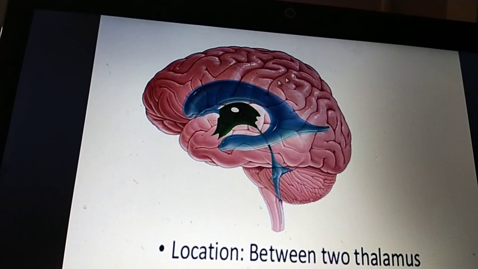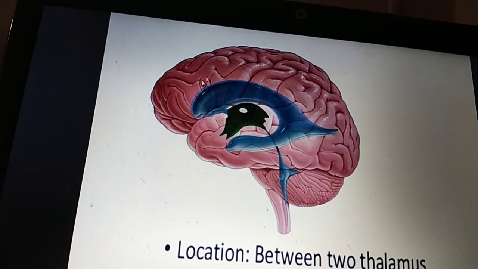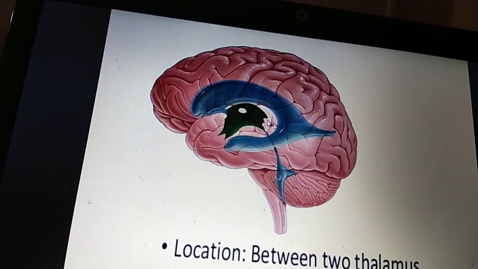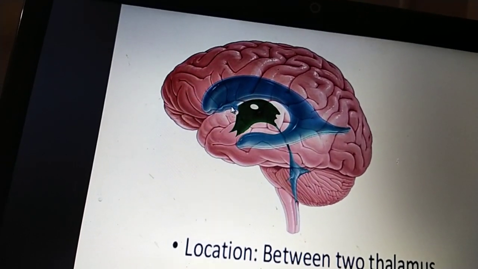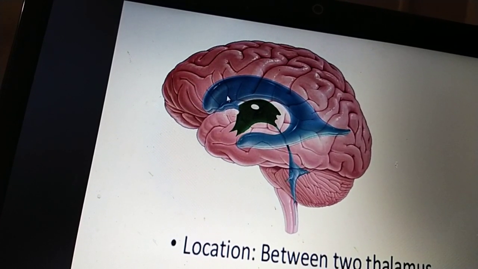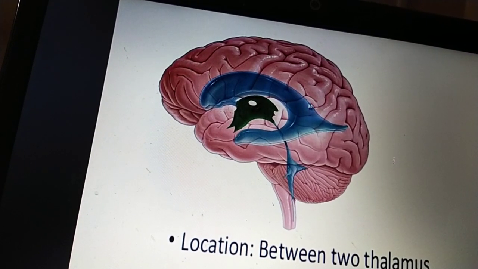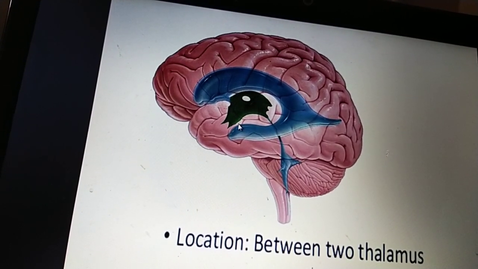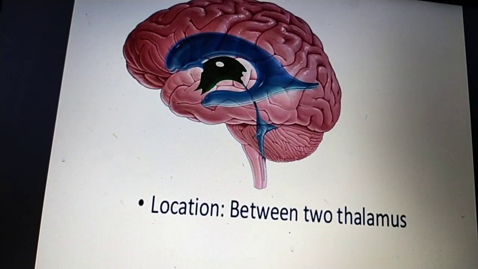I already explained the lateral ventricle. It looks C-shaped and it has the anterior, body, posterior and inferior horn. It communicates with the third ventricle by the interventricular foramina. Anterior horn is present in the frontal lobe, body in the parietal lobe, posterior horn in the occipital lobe, and inferior horn in the temporal lobe. These are lined by the choroid plexus.